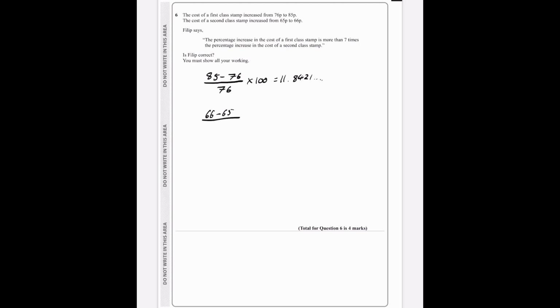And then for second class, 65 to 66, so 66 minus 65 over 65 times 100, that's a 1.53846% increase. And then dividing the two percentage increases, 11.8421 divided by 1.53846 comes out as, most importantly, a number greater than 7. So therefore, Philip is correct, although I'm not sure that's quite how I would spell the word Philip.